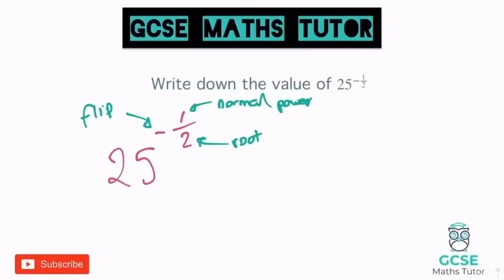And sometimes we might not have a number on the bottom, sometimes we might not have a negative, but if we have them all, we have to think about all three of these pieces. So it doesn't matter what order you do it in.